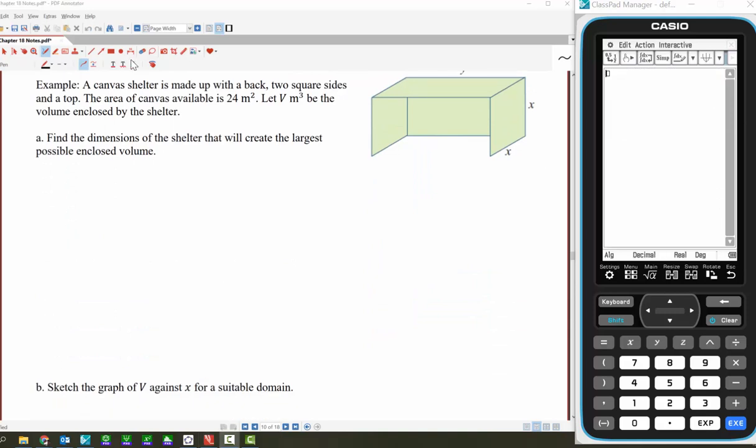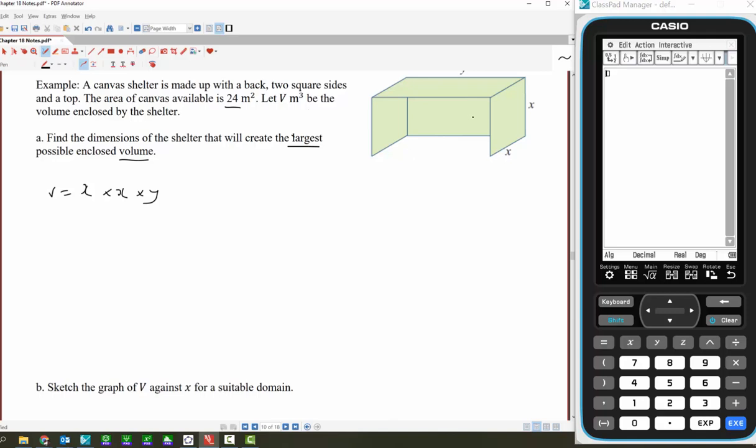Okay, so we've got a canvas shelter made up with a back, 2 square sides and a top. We know that the area of canvas available is 24 meters squared, and we want to get the volume enclosed by the shelter. So find the dimensions of the shelter that will create the largest possible volume. So what we're going to do is maximize a volume function. So we know that volume is going to be x times y, which will give us the amount of space we've got inside this thing. And we know that the area to make this canvas is 24 meters squared.